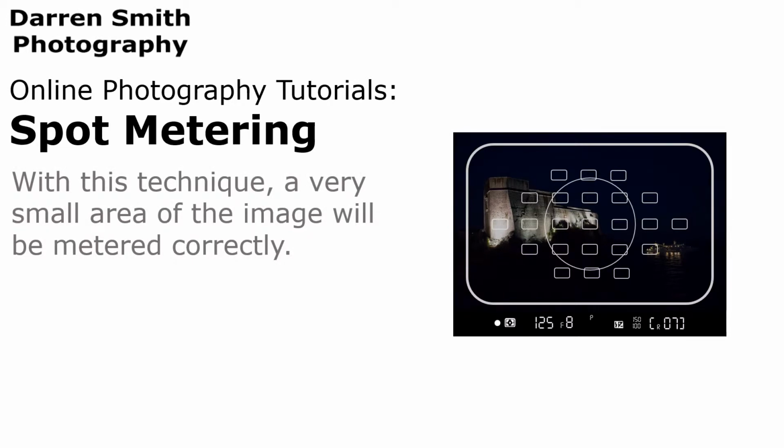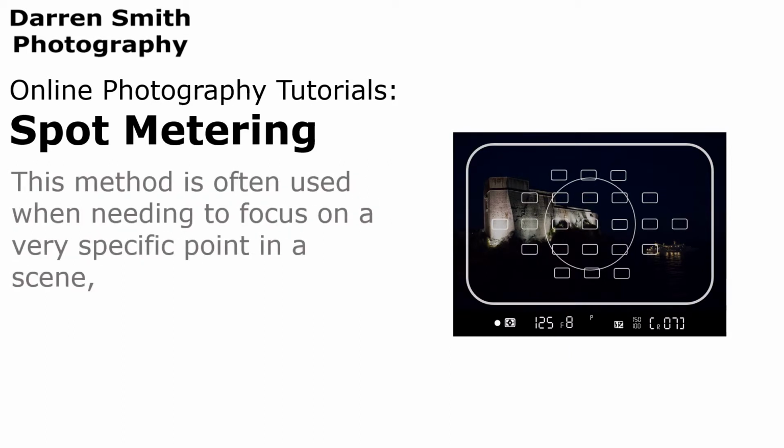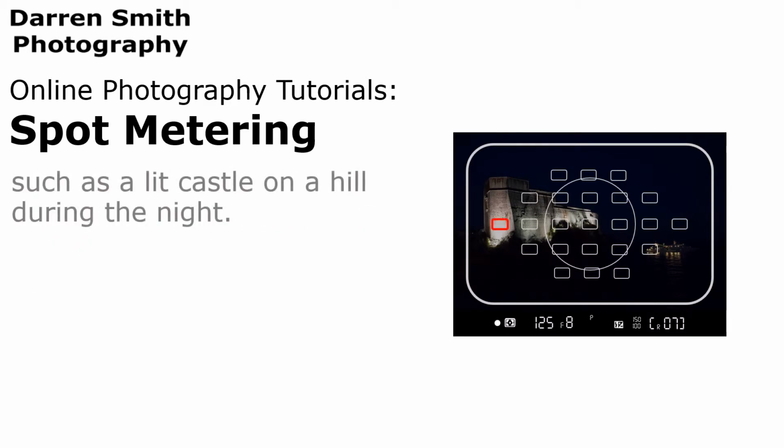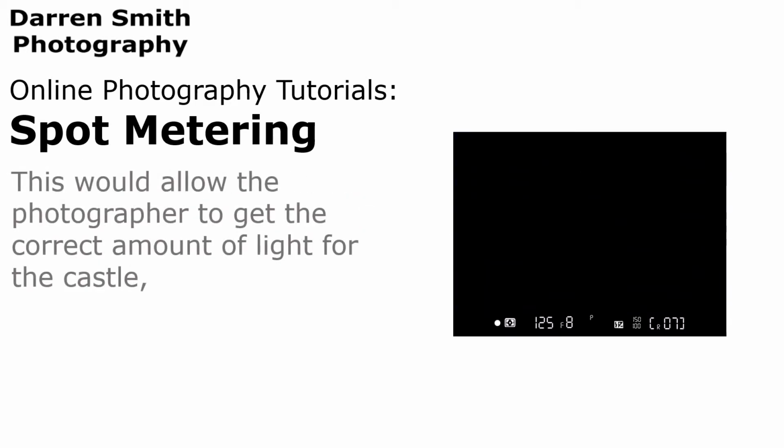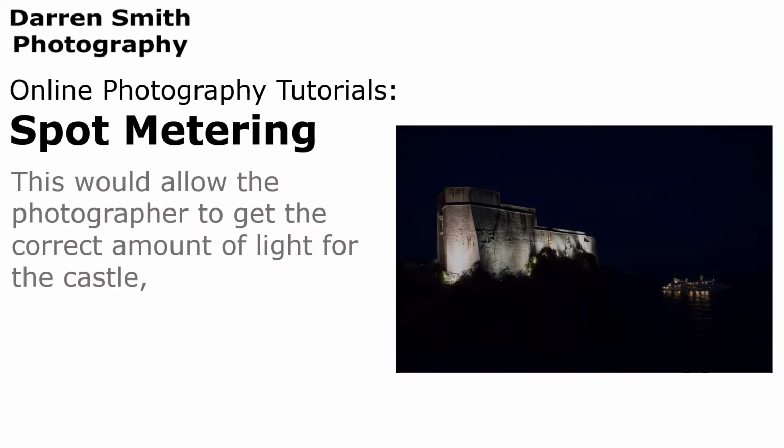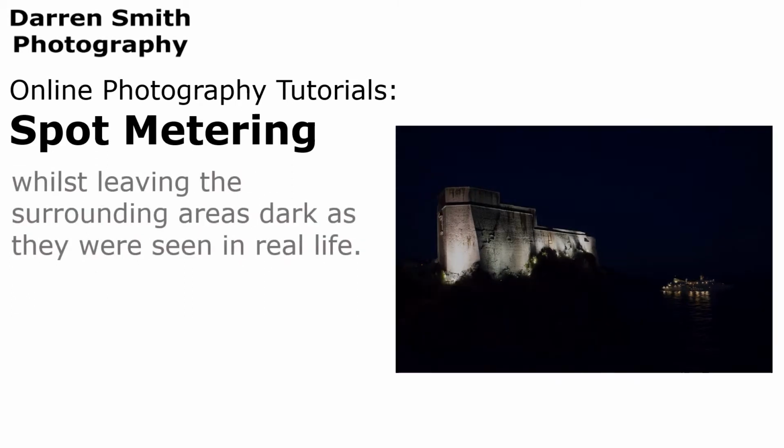When using spot metering, this technique allows a very small area of the image to be metered correctly. This method is often used when needing to focus on a very specific point in a scene, such as a lit castle on the hill during the night. This method would allow the photographer to get the correct amount of light for the castle, whilst leaving the surrounding areas dark as they were seen in real life.